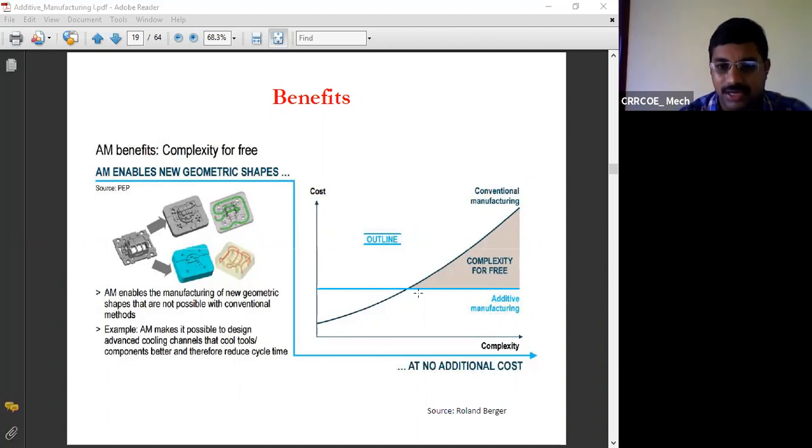So they have again plotted a graph between complexity and cost. Here, in additive manufacturing, complexity is free, and in conventional manufacturing, complexity is more. For additive manufacturing, it is a linear, flat line.